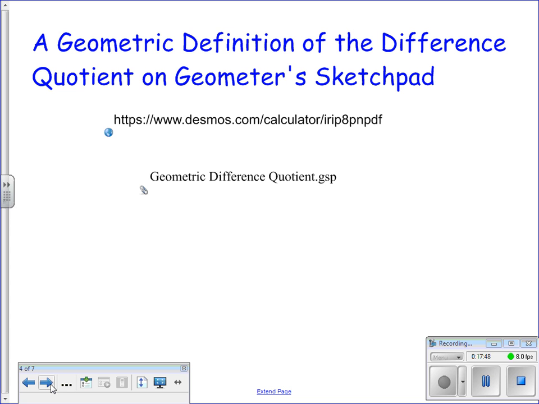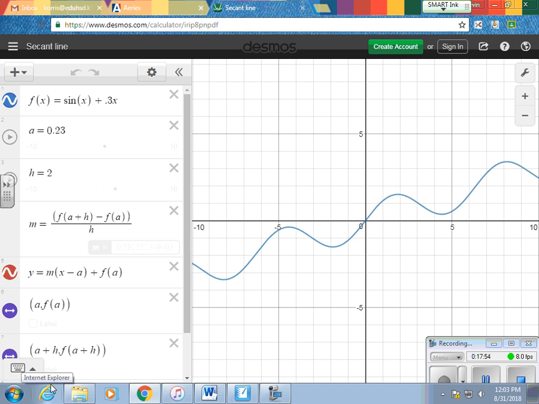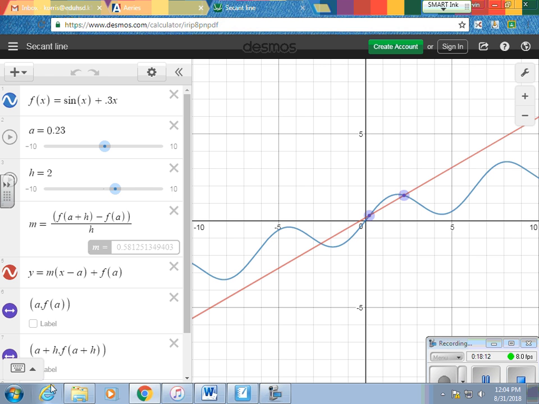Now, a nice demonstration. So if I look at this, here's what's going on. They've laid it all out here, all the equations. Here's my original function. A is the point of tangency that I'm looking for, and h goes between 2 and 8. So what I've got here is a secant line, and I'm trying to find the tangent line. Same concept we just did, only graphically.